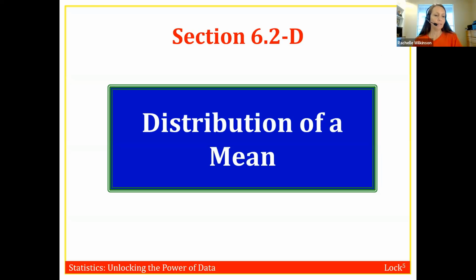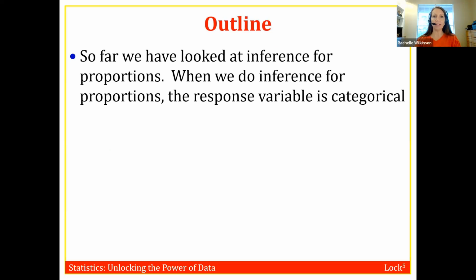All right, so if you liked last week, then you're going to love this week because it's basically more of the same thing. Last week, we talked about doing inference for proportions. We looked at one proportion and two proportions. When we're talking about proportions, then our response variable is categorical.